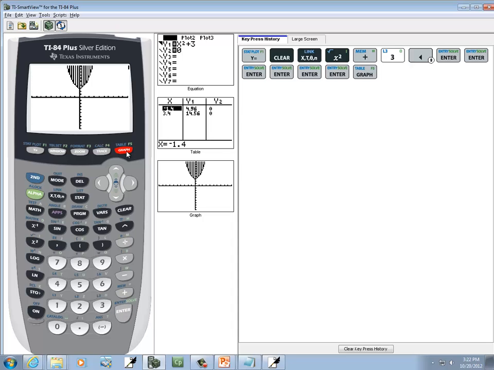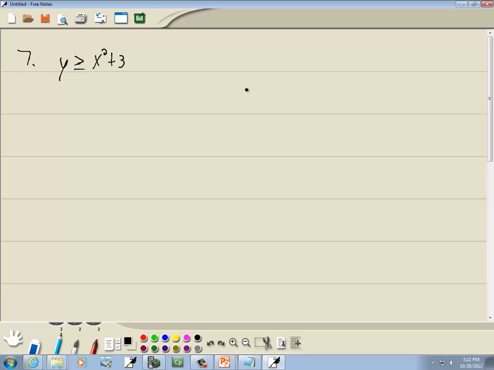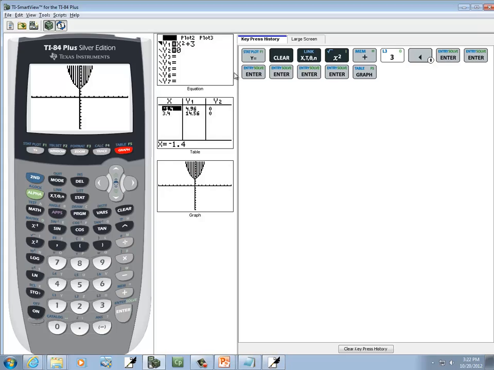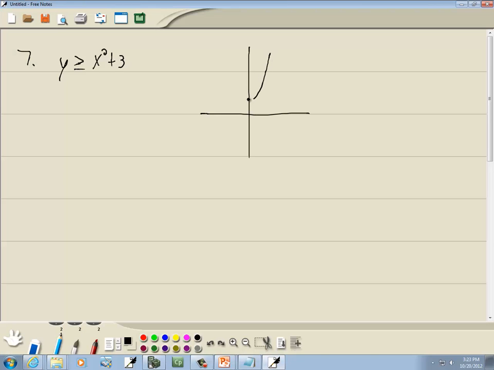And this is basically our answer, except for whether it's a dotted or solid line. Since this is greater than or equal to, that means it'll be a solid line. So that'd be your answer right there.